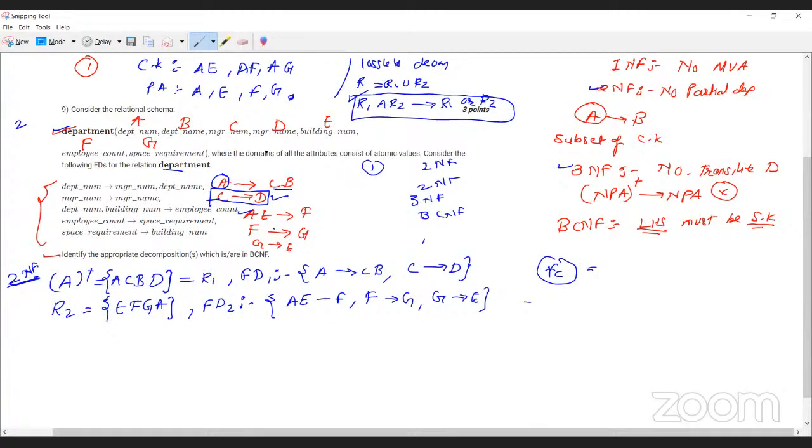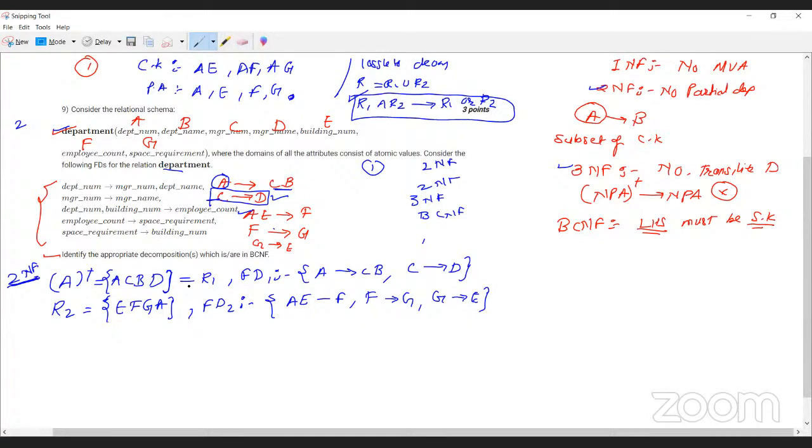But here I am just decomposing this into 2NF, 3NF, and then BCNF. We can consider one example like this only. I have one example, I will take that.